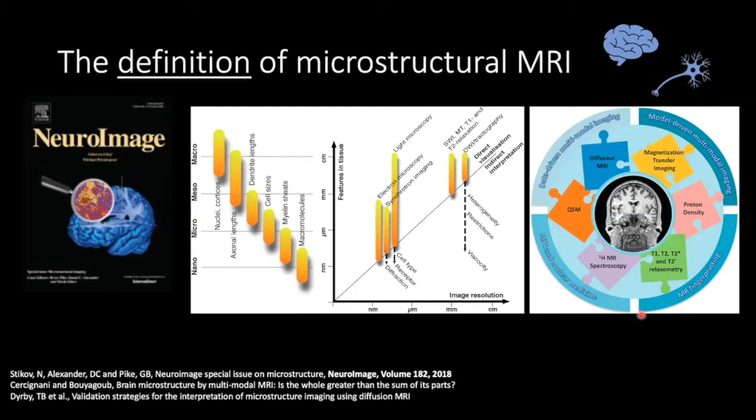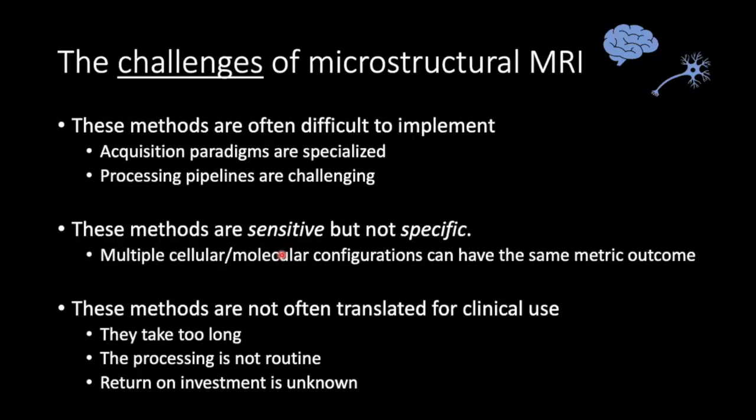The definition extends beyond just diffusion, which I'll be focusing mostly on today, to other techniques as well, and hopefully I can touch on some of those. There was this really nice special issue in Neuroimage that many of you are probably familiar with, that I think gives you a nice overview of the microscale features that we're sensitive to, cells, dendrites, things like this, and the techniques that we can use for them.